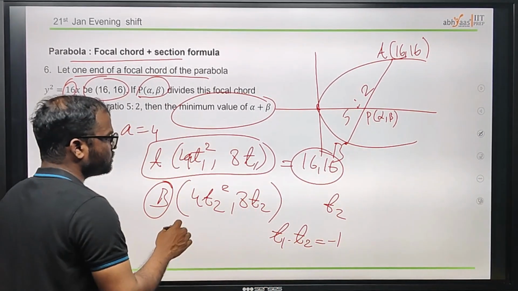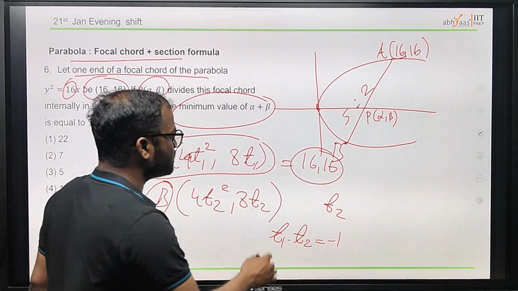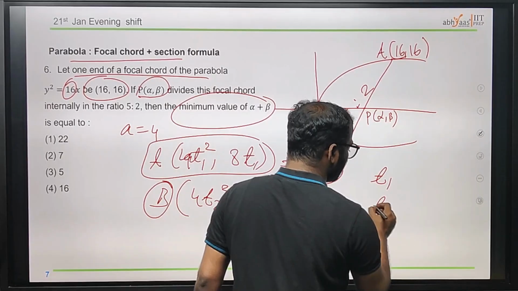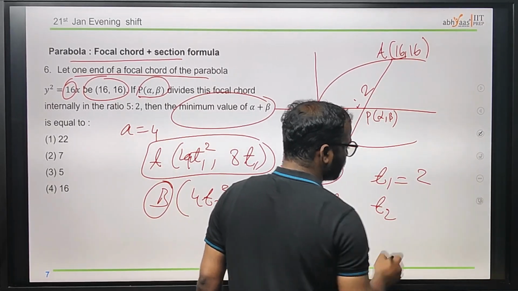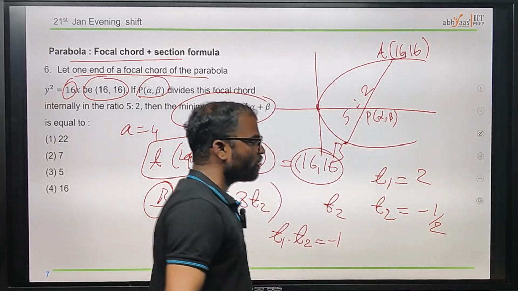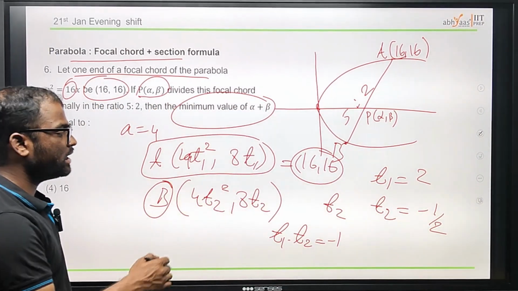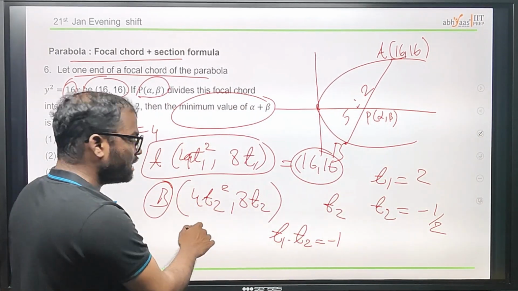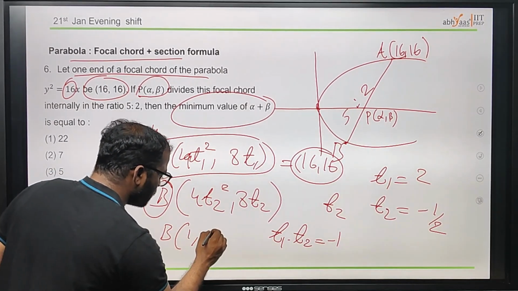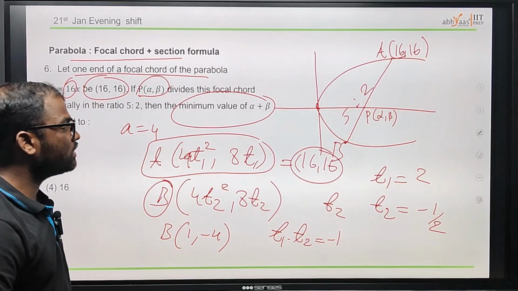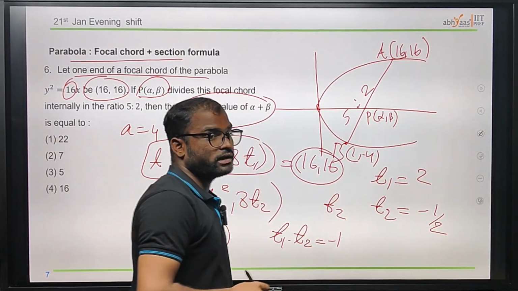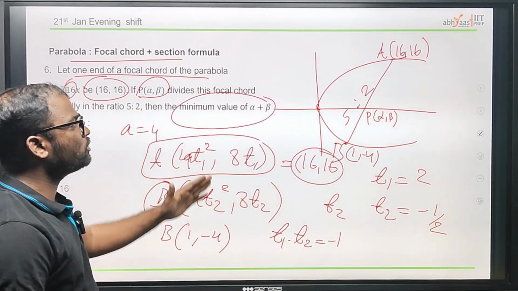After equating to (16, 16), we will get T1, and after that we will get T2 as well, which is T1 equal to 2 and T2 equal to -1/2. Therefore, after getting T1 and T2, just substitute those values in this B1, and we will get the B point as (1, -4). Therefore we got (1, -4) as the other end point. Now we have the two points.